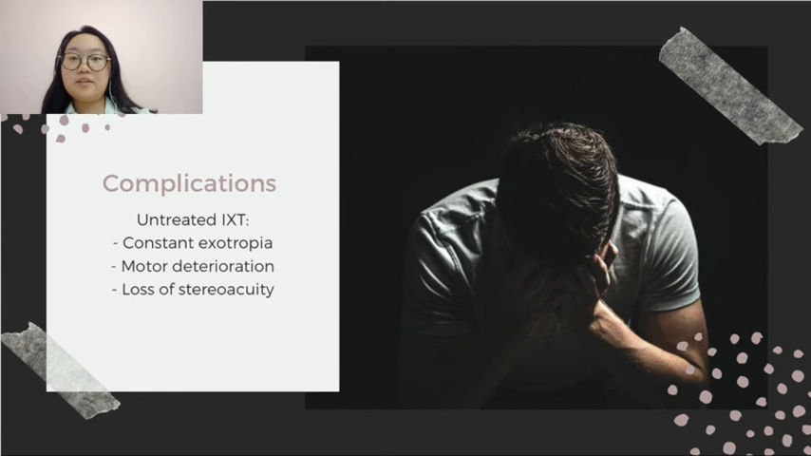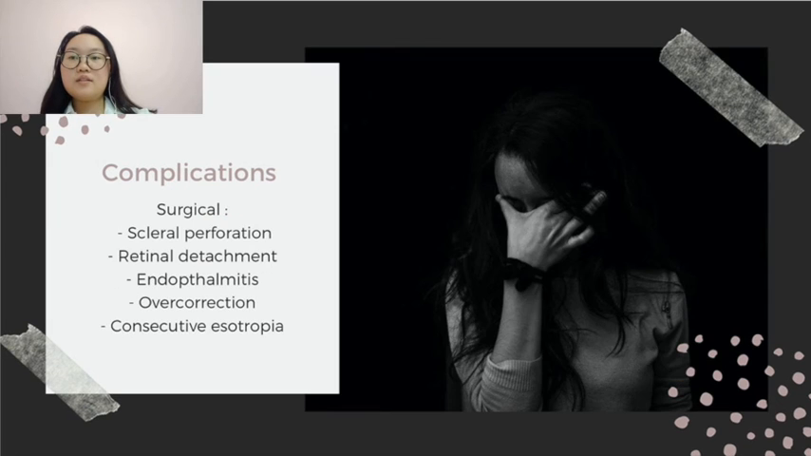Around 15% of untreated intermittent exotropia develops into complications such as constant exotropia, motor deterioration, and loss of stereo acuity. Certain treatments, such as surgery, have their own risks of complications such as scleral perforation, retinal detachment, endophthalmitis, overcorrection, and consecutive esotropia.